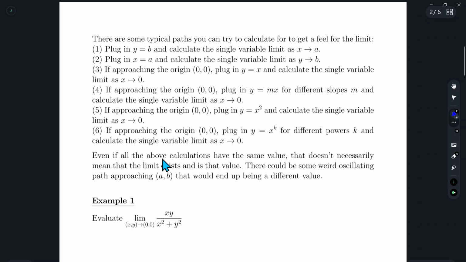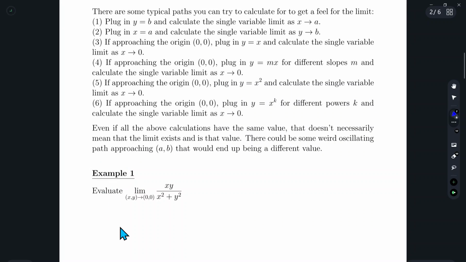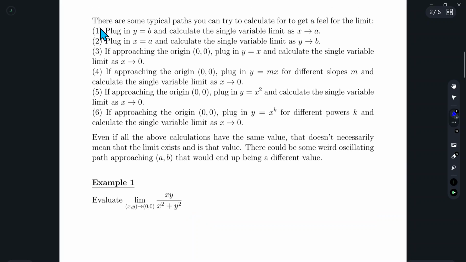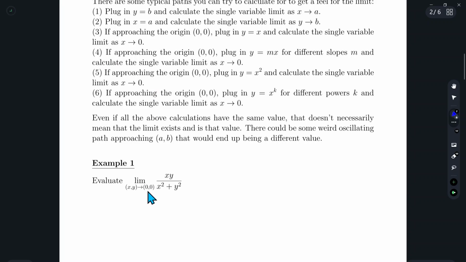Okay, so finally, let's try to apply this method to example 1. The limit, so here again, to keep things simple, we're approaching the origin, and my function is xy over x squared plus y squared. Right, so I'm going to start from the top of the list here and try to calculate these limits along these particular paths. Right, so here again we're approaching the origin. So in steps 1 and 2, my b and a are both 0. Right, so a comma b is just the origin.